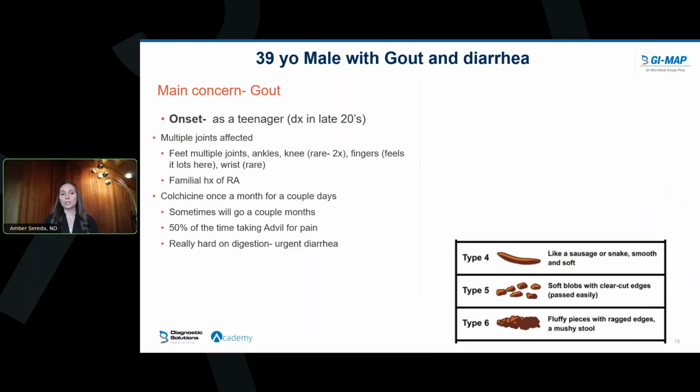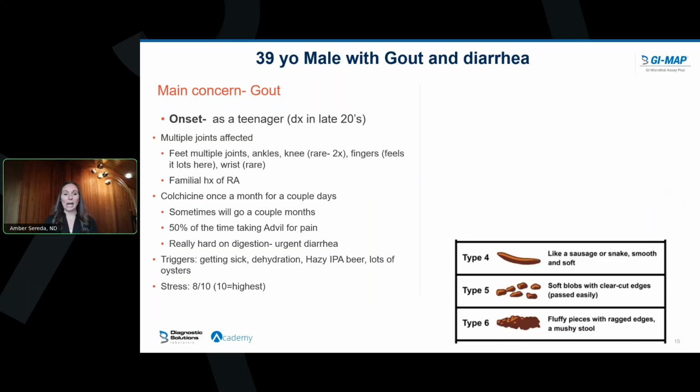But that prescription is really hard on his digestion. It turns his diarrhea into a very urgent diarrhea, but still worth it for him to take to decrease the duration of that flare. The triggers for him are getting sick, dehydration, specifically a hazy IPA or unfiltered beer, and lots of oysters. And then stress is really high, about an 8 out of 10.